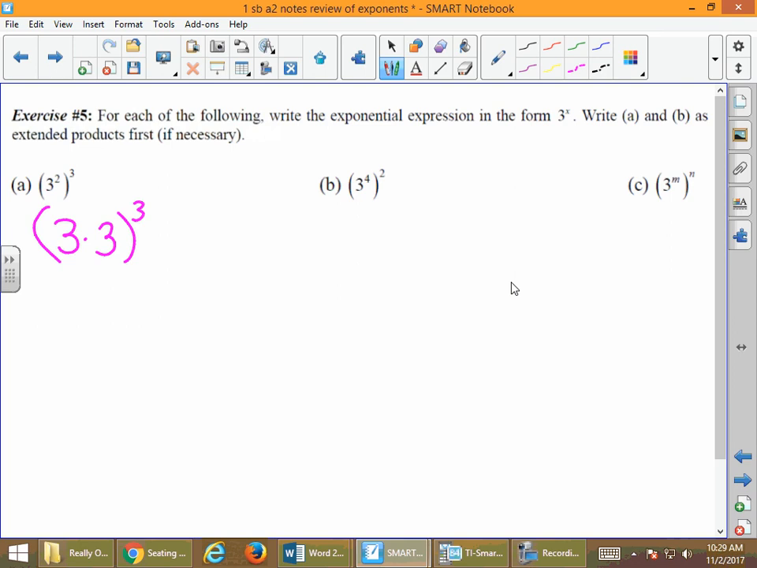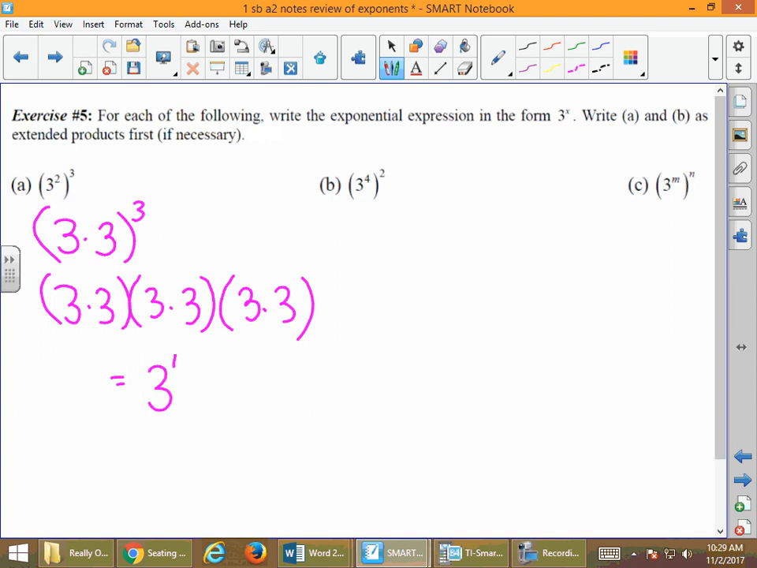So if we want to write it out longhand, and again, I might be doing more work than you need. This is 3 times 3. This is 3 times 3. And this is 3 times 3. There's 3 squared cubed. As we take a look at this, how many do we end up with? 6.